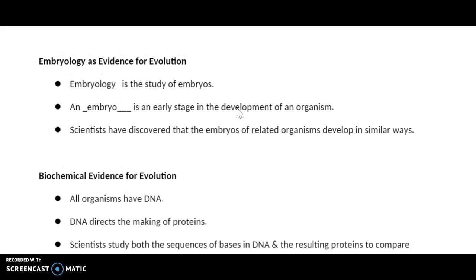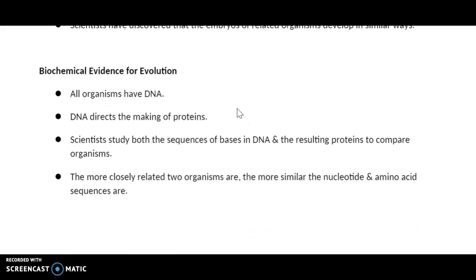Biochemical evidence of evolution. All organisms have DNA, and DNA directs the making of proteins. All proteins are directed by the DNA, and the DNA only has those 4 bases, the A's, T's, G's, and C's, that are arranged in certain ways to make billions of different kinds of proteins. So scientists study both the sequence of the bases in the DNA and the resulting proteins to compare organisms.